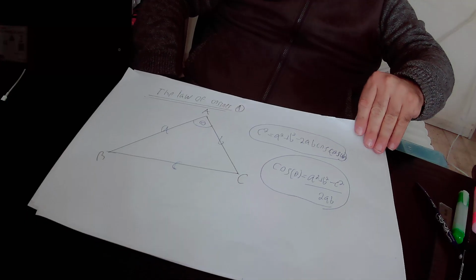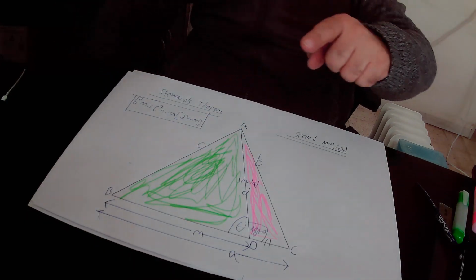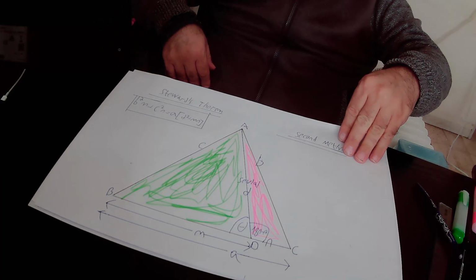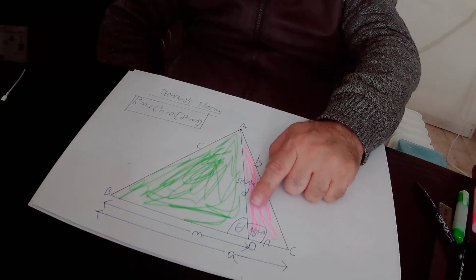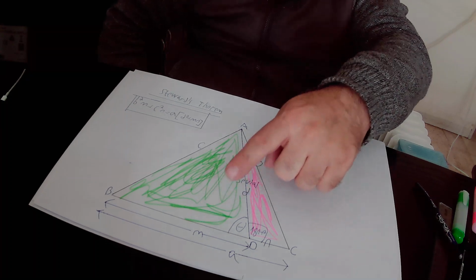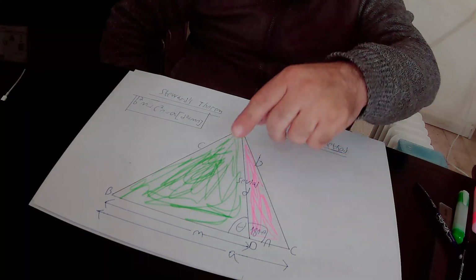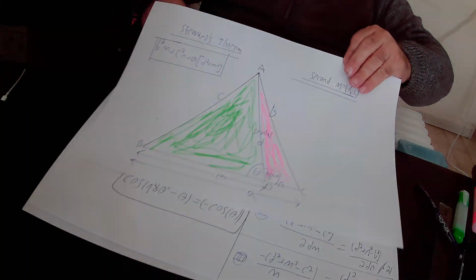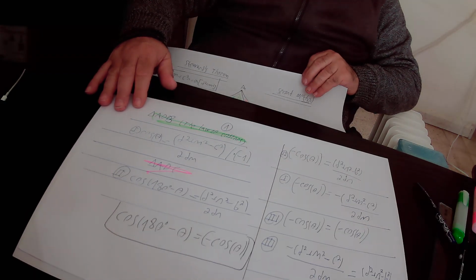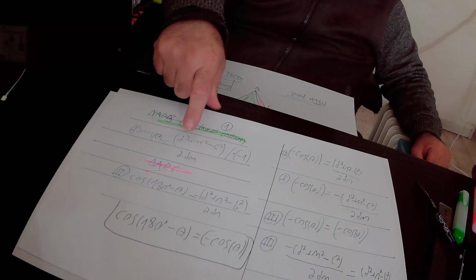So we implemented the law of cosines in the green triangle, triangle ABD. According to the law of cosines in the green triangle, triangle ABD, cosine theta equals d square plus m square minus c square over 2 times d times m. I repeat again, in the green triangle, triangle ABD, cosine theta equals d square plus m square minus c square over 2 times dm.